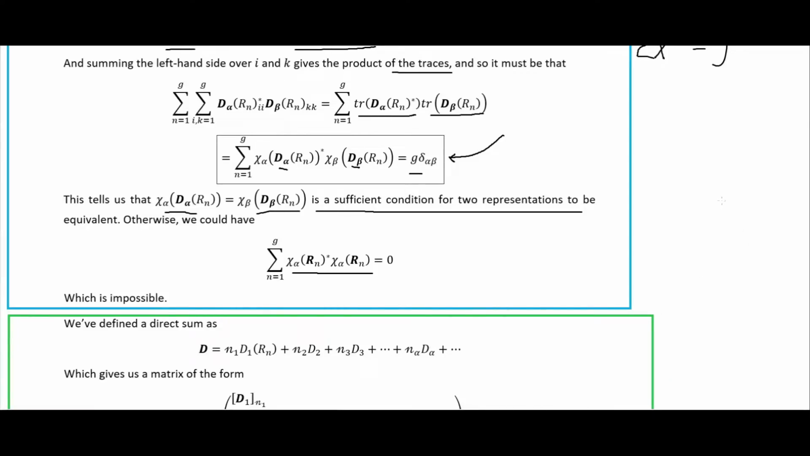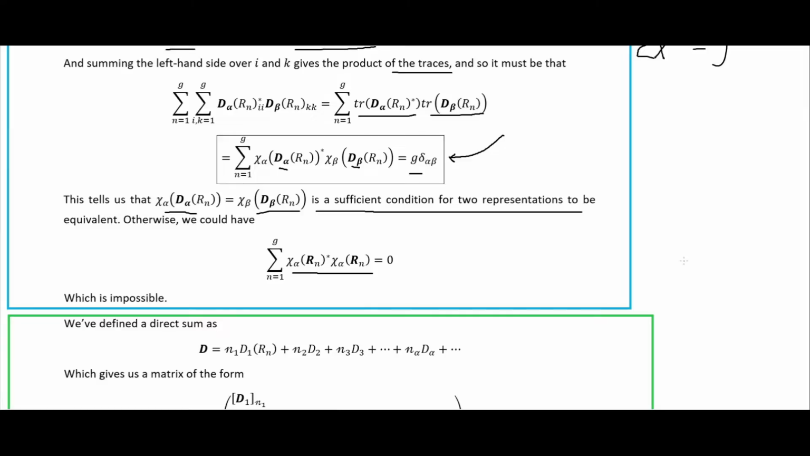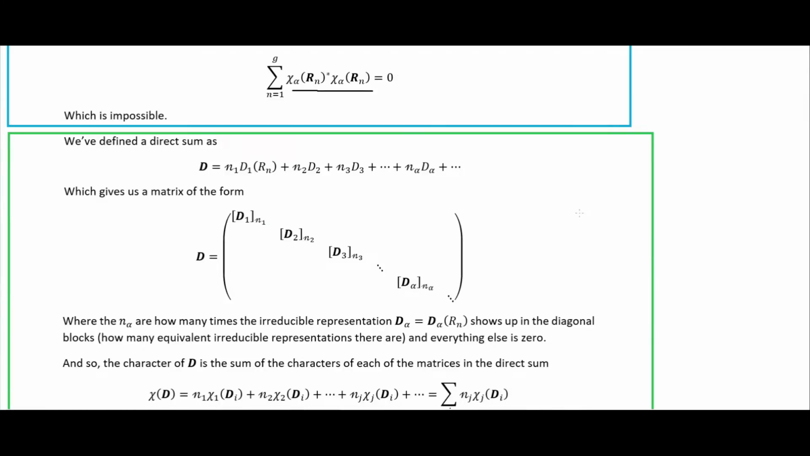All right, so I have these things in different colored boxes because they're each talking about a different property of our table. And so now that we've shown this to be the case, we are going to move on to a different one of the properties.